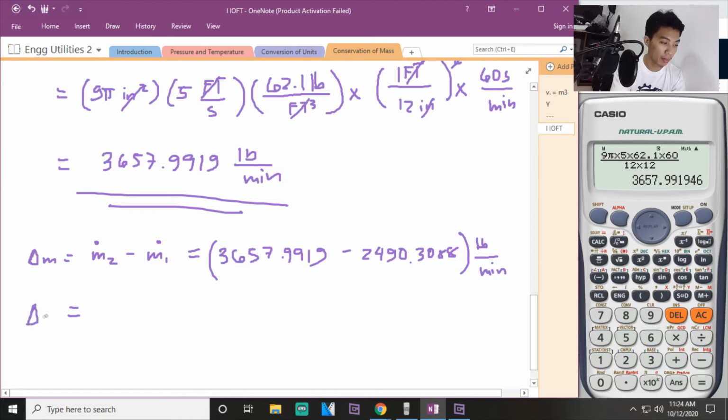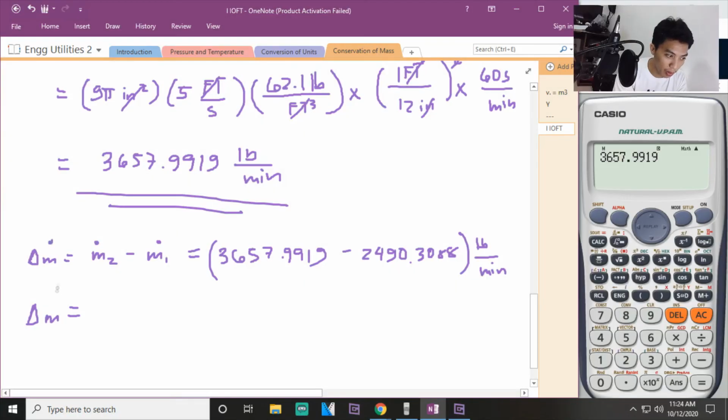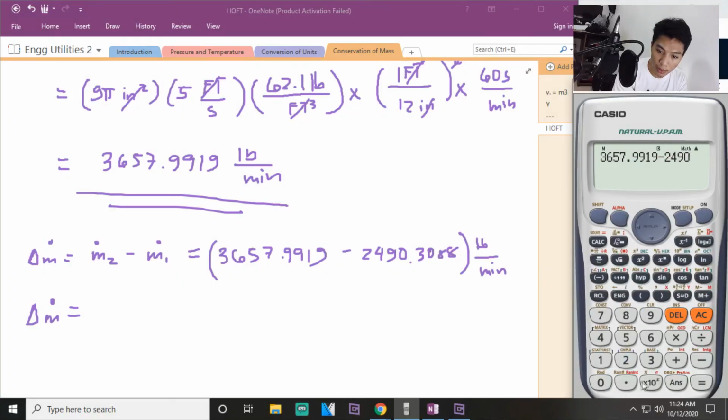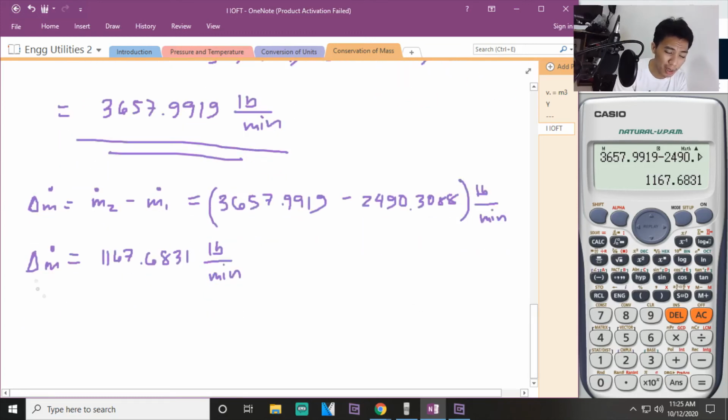So, delta M is 3657.9919. Delta ano to? Mass flow rate. Mass flow minus 2490.3088. Yun. So, 1167.6831 pound per minute. Ngayon, ang tinatanong kasi dito is the mass change, hindi yung mass flow rate change.